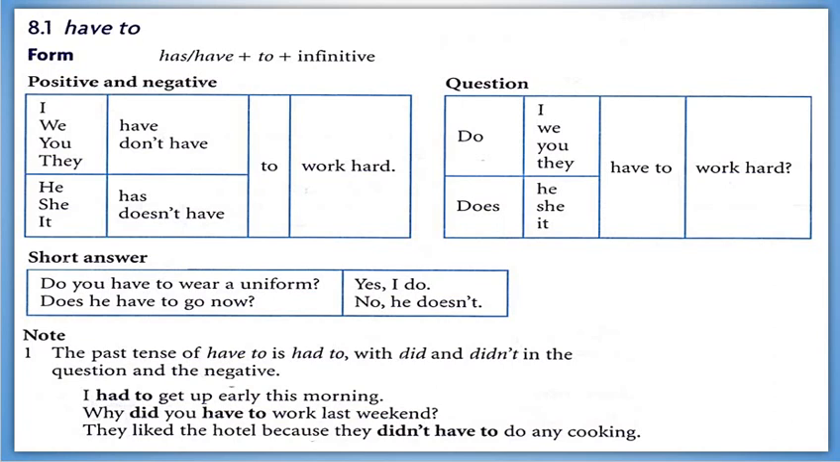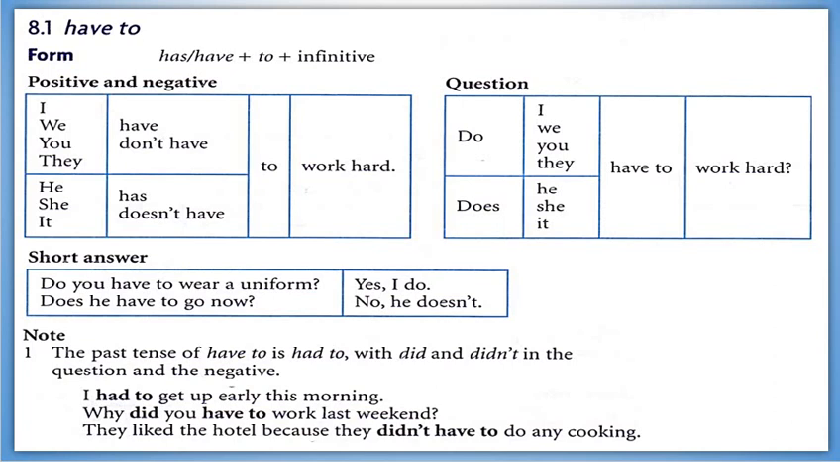Note 1. The past tense of have to is had to, with did and didn't in the question and negative. This means that in the past tense, instead of do or does in the question, we use did or didn't. I had to get up early this morning. This is the past tense of have. Why did you have to work last weekend? They liked the hotel because they didn't have to do any cooking.